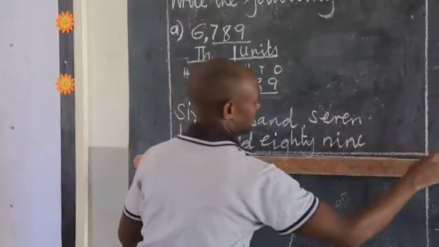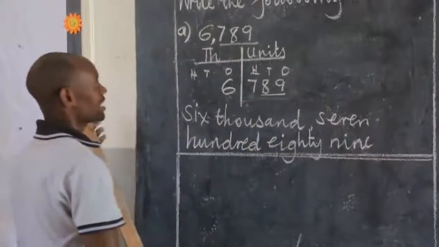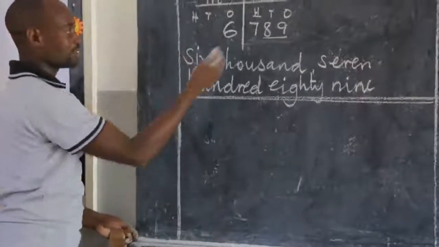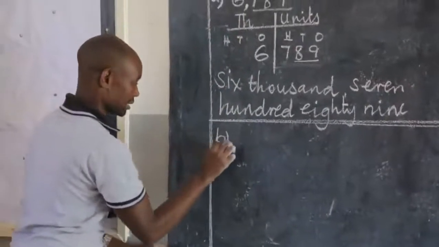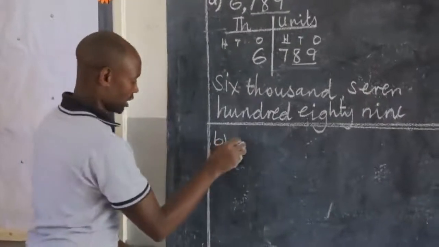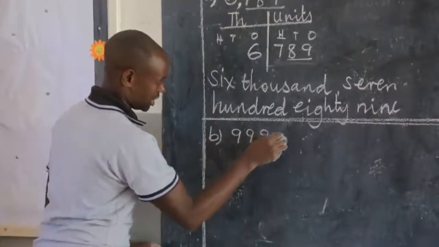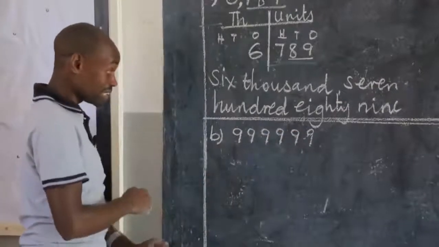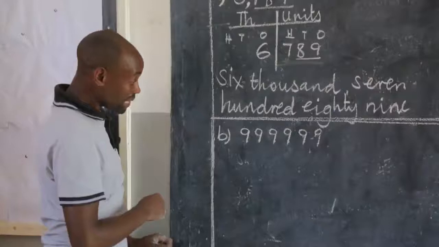Oh, my friend there is saying, teacher, you are giving us P4 work. Yeah, we have to begin from simple to complex. So, can we have another example? We have 9, 9, 9, 9, 9, 9. Oh, somebody there is screaming. The teacher has given us a big number, yes.